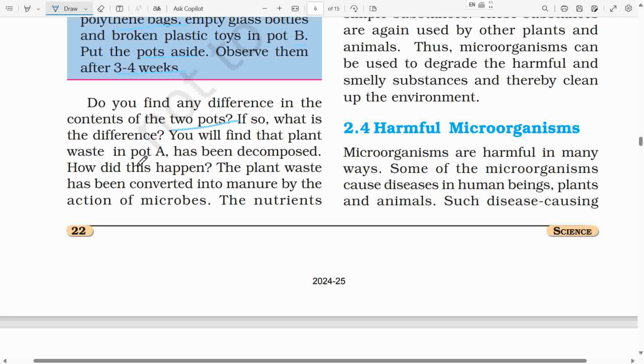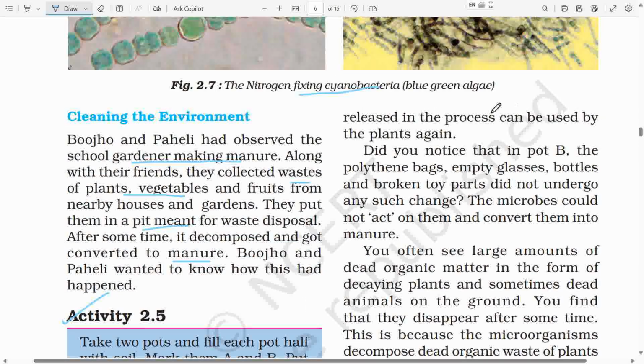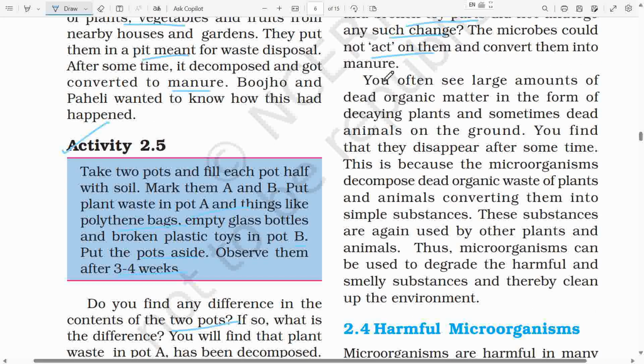You will find that plant waste in pot A has been decomposed. How did this happen? The plant waste has been converted into manure by the action of microbes. The nutrients released in the process can be used by the plants again. Did you notice that in pot B, the polythene bags, empty glasses, bottles, and broken toy parts did not undergo any such change? The microbes could not act on them and convert them into manure.